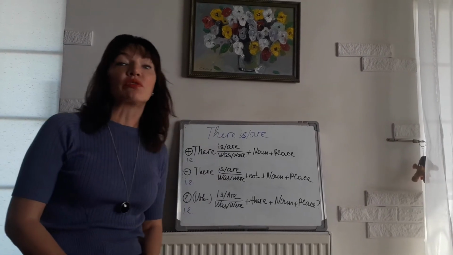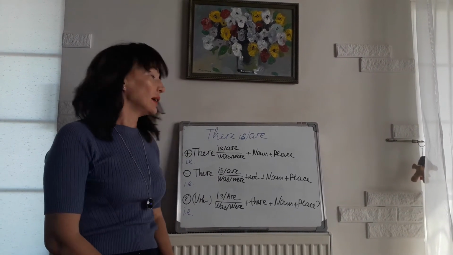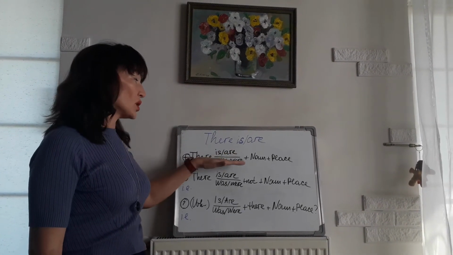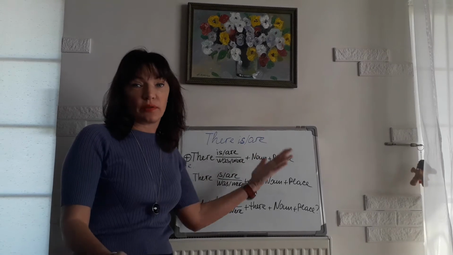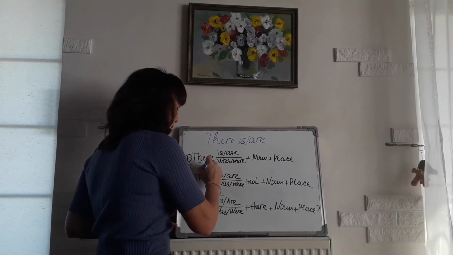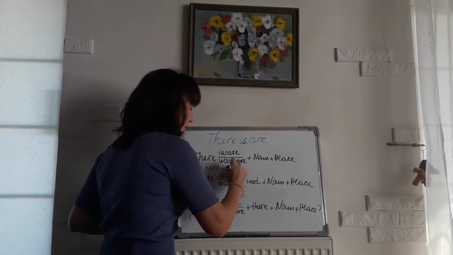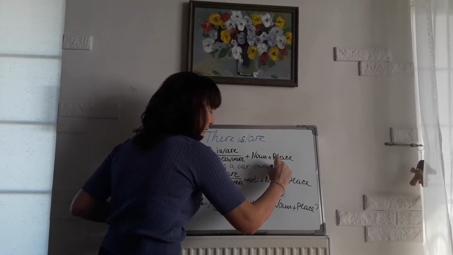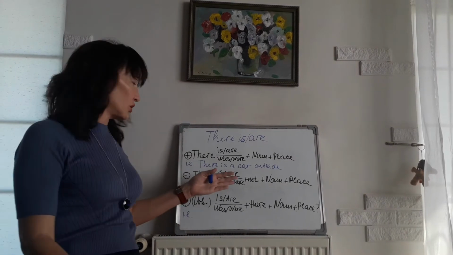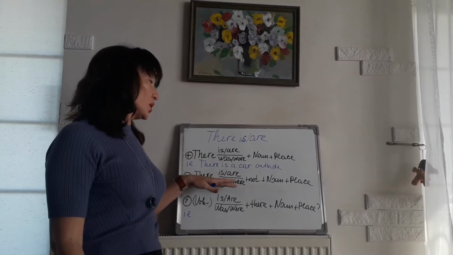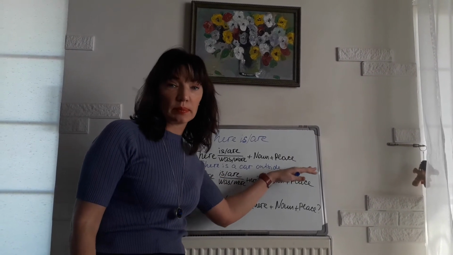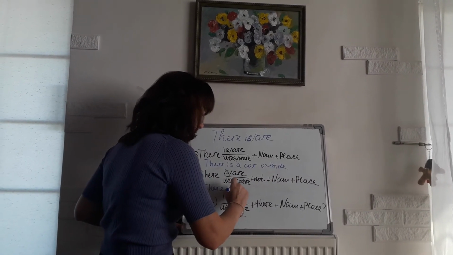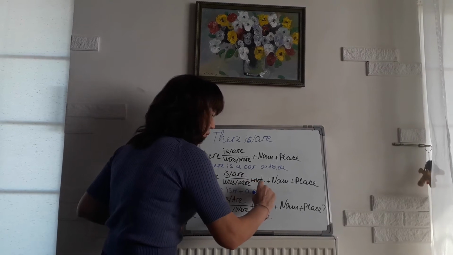So, our structures look like this. In a statement we say there is, are, or was, were, plus noun plus place. For example, there is a car outside. Negation has the following structure: there is, are, or was, were, plus not, plus noun plus place. For example, there isn't a car outside.